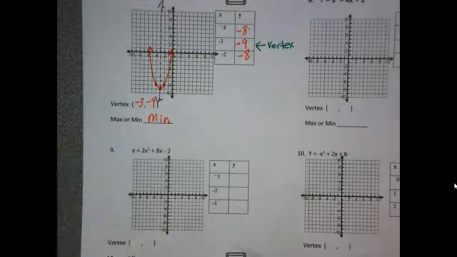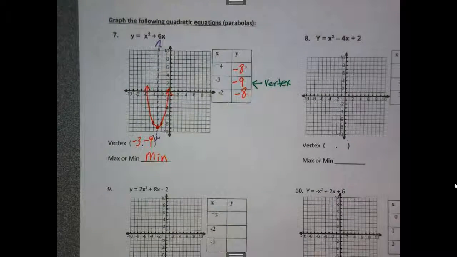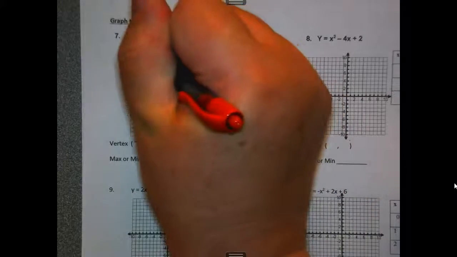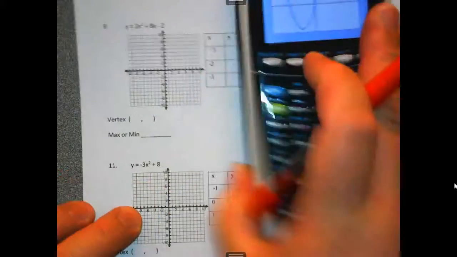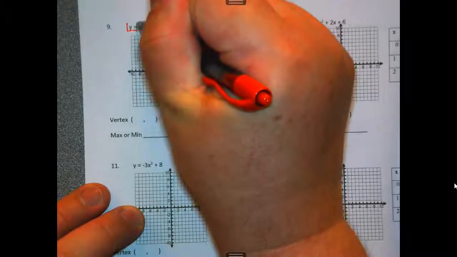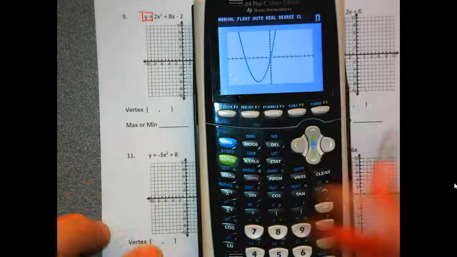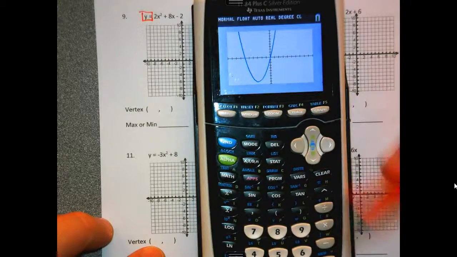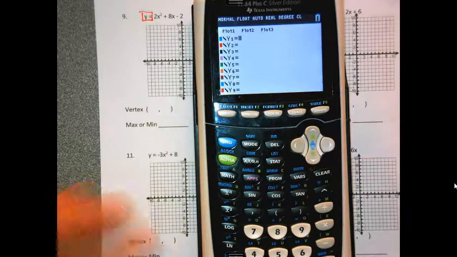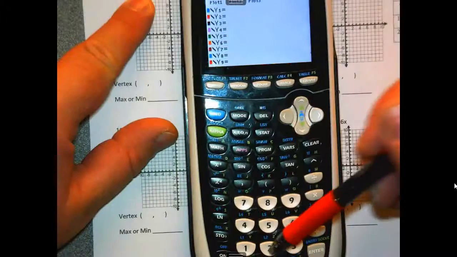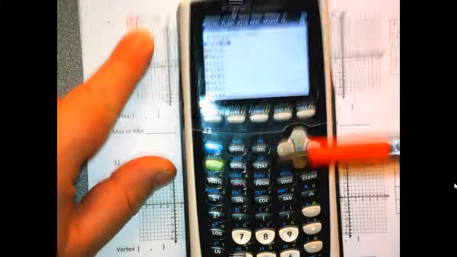Let's go ahead and put that in our calculator. Any questions on this? You have to put in your y equals button. Here, let's put number 9 in there. Okay, so I'm going to go to my y equals x button. See it right there? Okay, so hit y equals x. I'm going to clear this one out. Okay, so I need 2x. There's my x key.